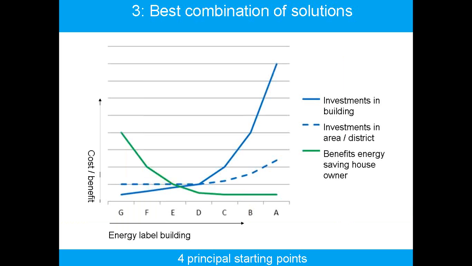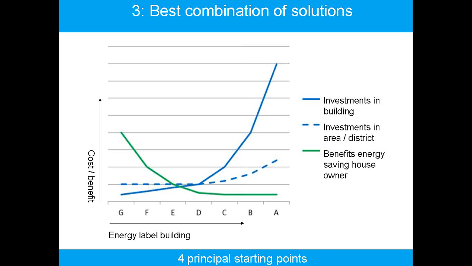Then we think you should look at the best combination of solutions, and I think it's already been said a little bit. Having investments in the building, which is the solid blue line, is, especially with buildings with a low energy label, very efficient. The costs are low to improve your building, and the benefits, the green line, are high. So it makes sense to do so.